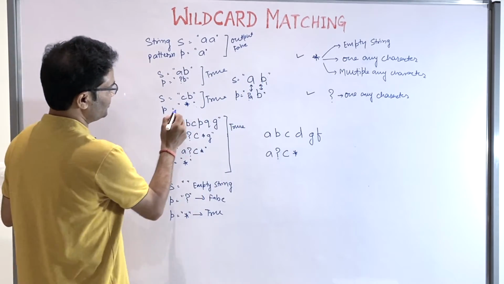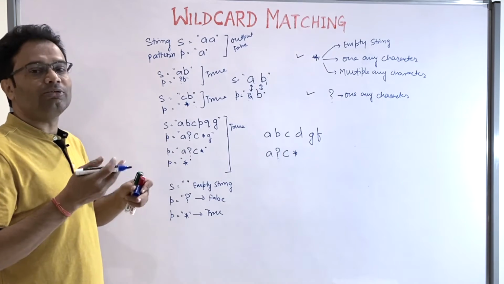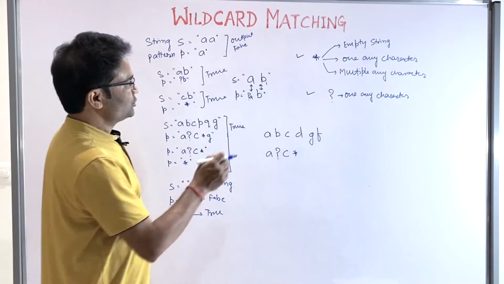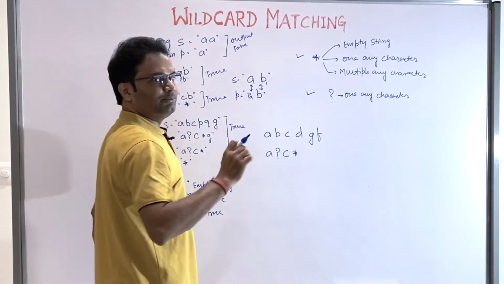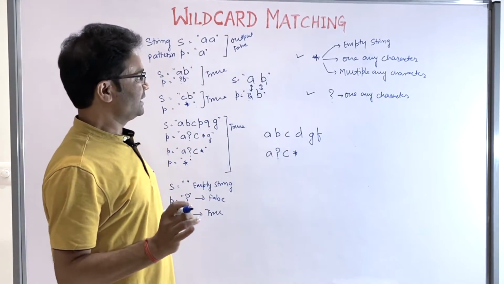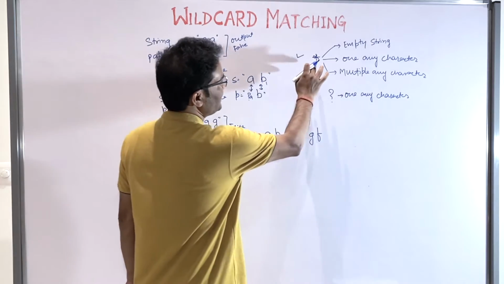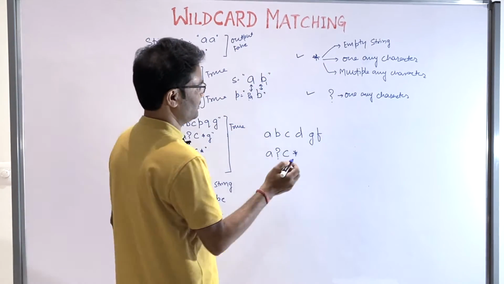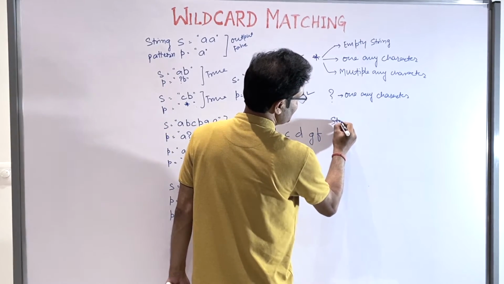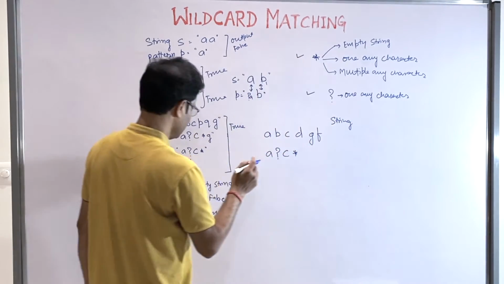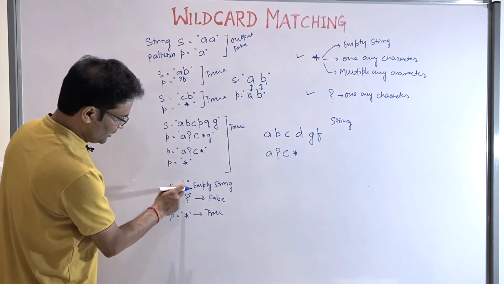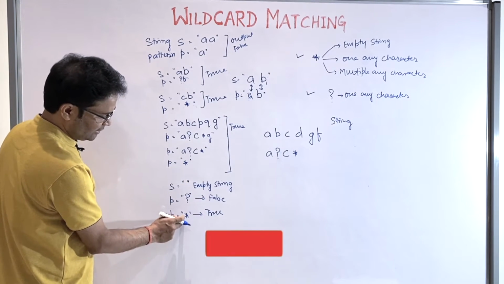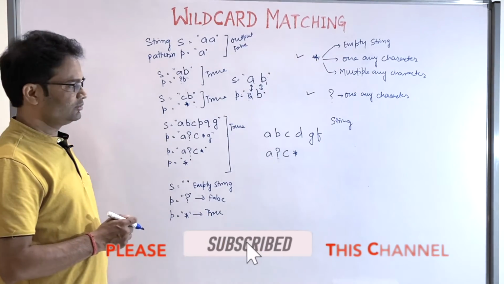See the third example, asterisk. Asterisk has more unique features compared to the question mark. This asterisk can represent an empty string also, which I will show you. It can represent either only one character or multiple characters. So suppose your string is empty and the pattern is the asterisk, you can say this is true, right?